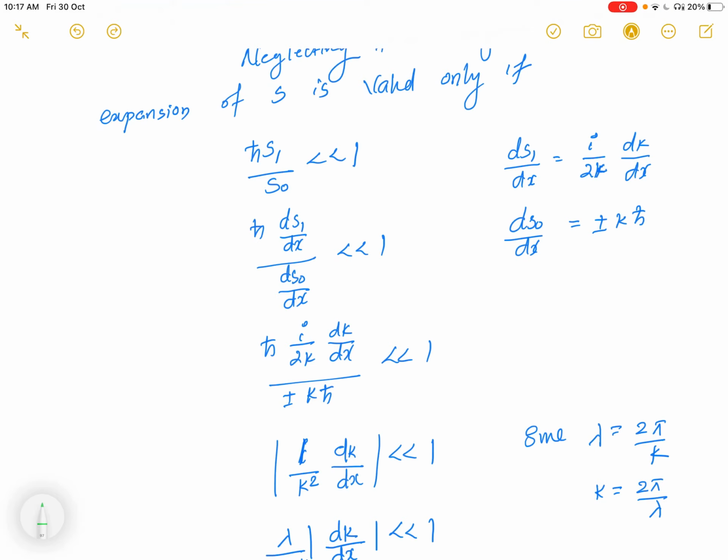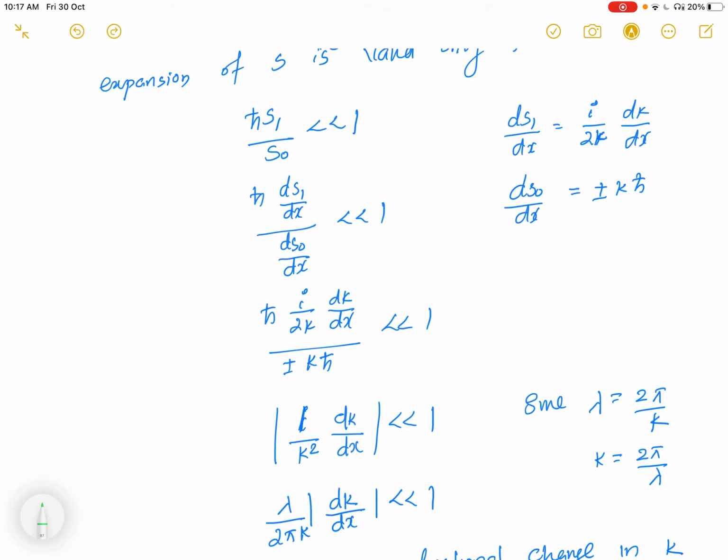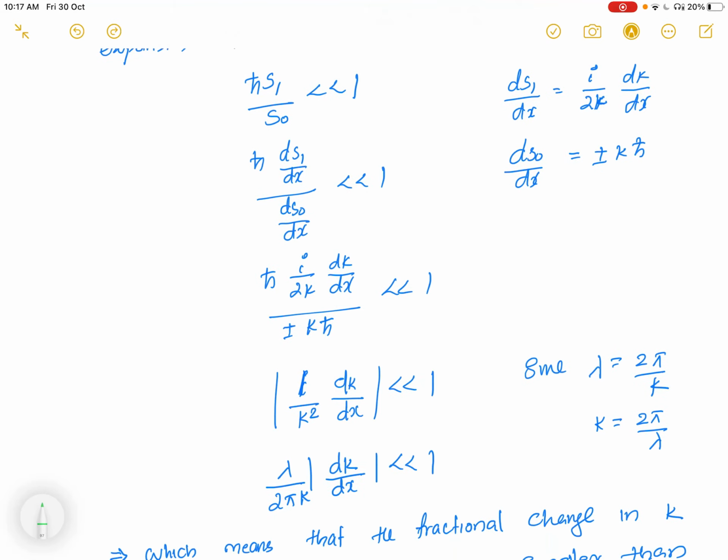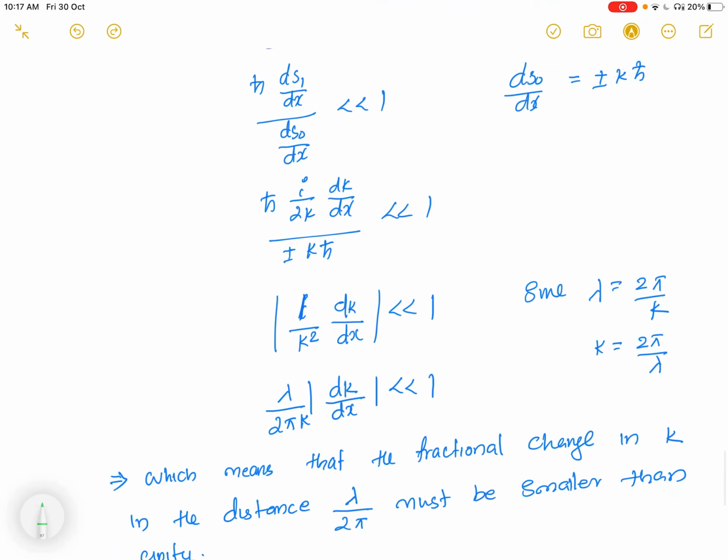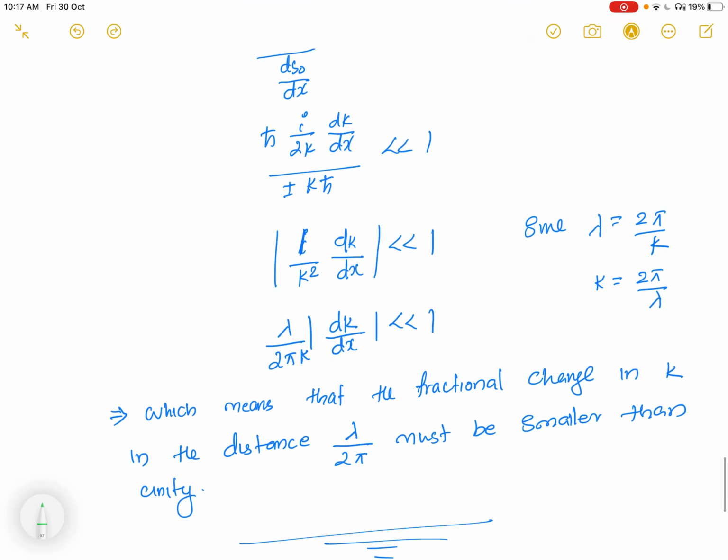I get 1 by k square dk by dx less than 1. And we know lambda is equal to 2 pi by k, or k is equal to 2 pi by lambda. Instead of 1 by k, I substitute lambda by 2 pi. So it's lambda by 2 pi dk by dx, taking the modulus so the i is not there, and it is less than 1. So this is the condition now.